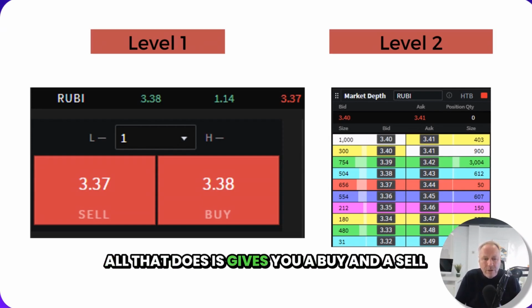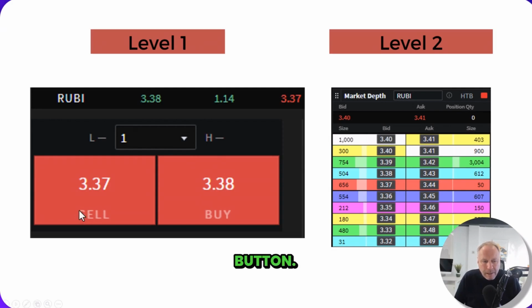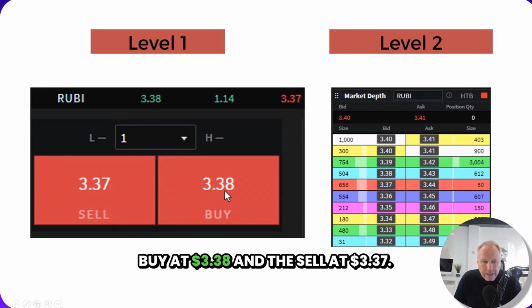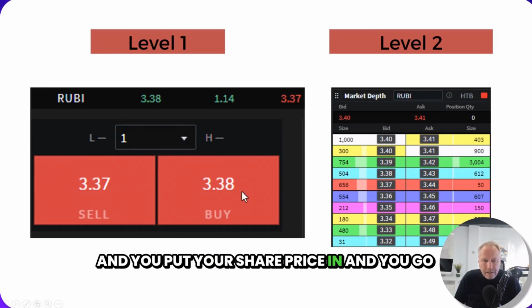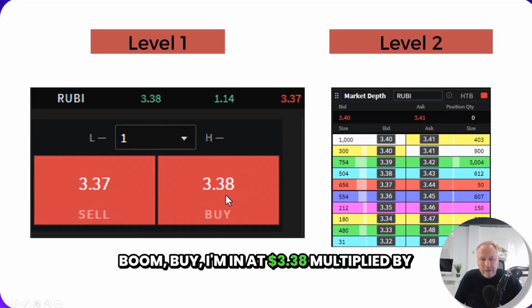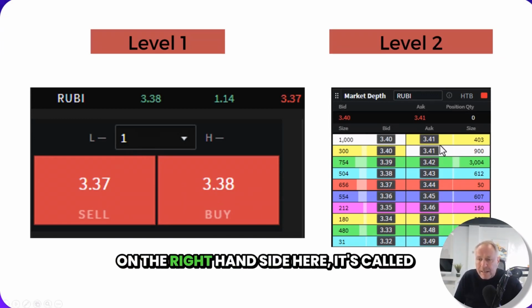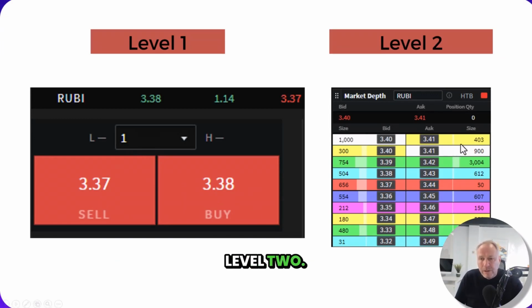All that does is give you a buy and a sell button. So level 1, all I can see is the buy at $3.38 and the sell at $3.37. You put your share price in and you go, boom, buy, I'm in at $3.38 multiplied by your position size. That's great, okay? On the right-hand side here, it's called level 2.